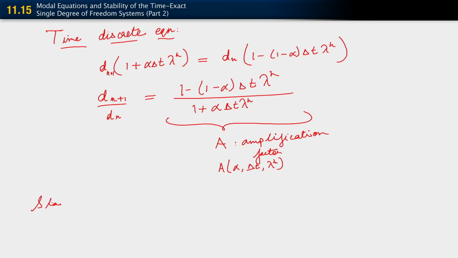Well, let's just do one more thing. What do we mean now by a stable problem? We wanted to reflect what we saw for the time exact case. So for stability, the requirement we want to have is the following. We want to say that the magnitude of A should be less than or equal to 1. Now, you may wonder why we are going with the magnitude. Why not just say A has to be less than 1?